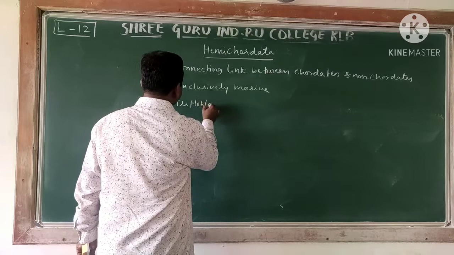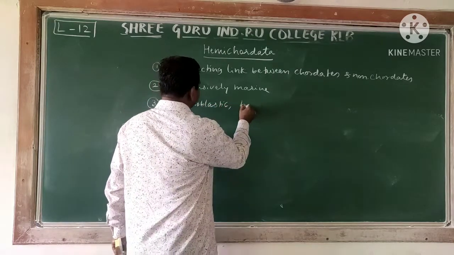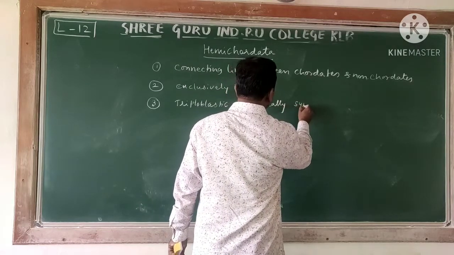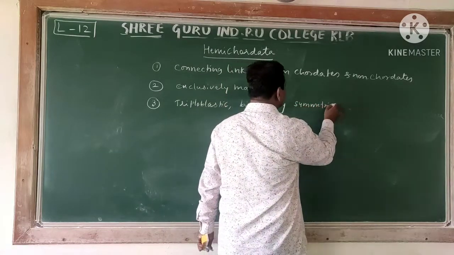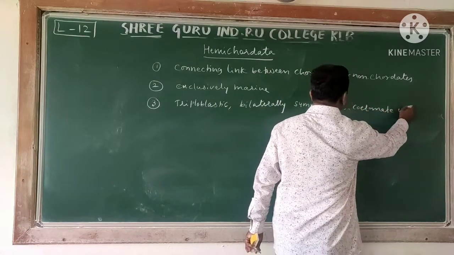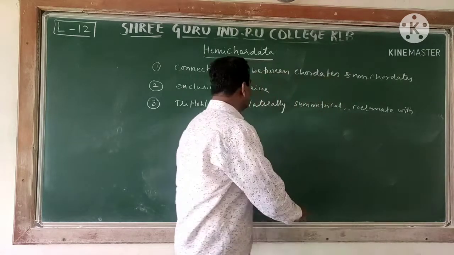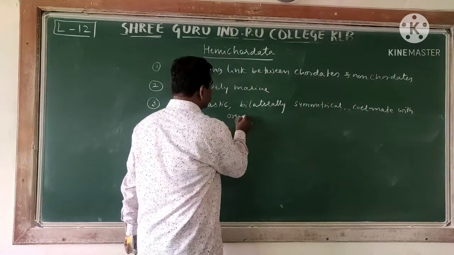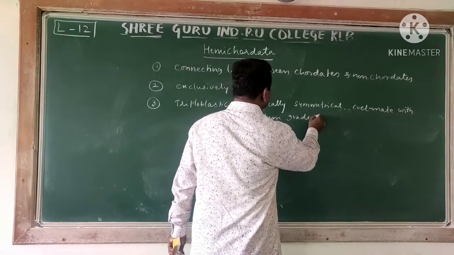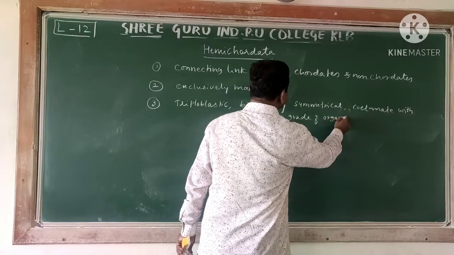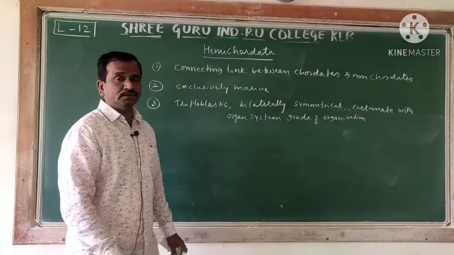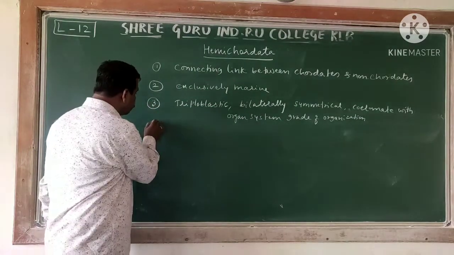Triploblastic, bilaterally symmetrical coelomate with organ system grade of organization. Next, the fourth character.